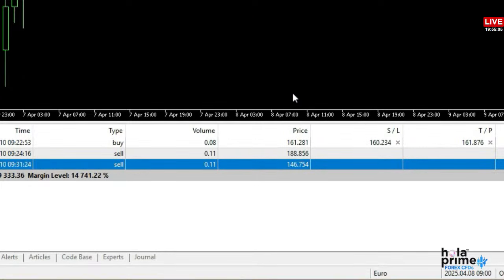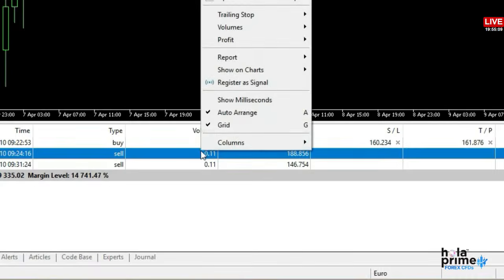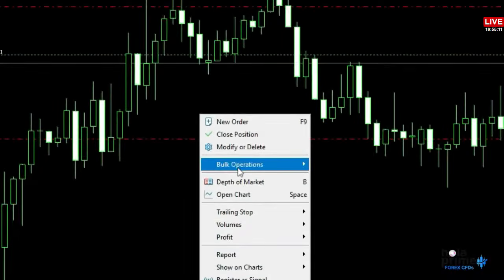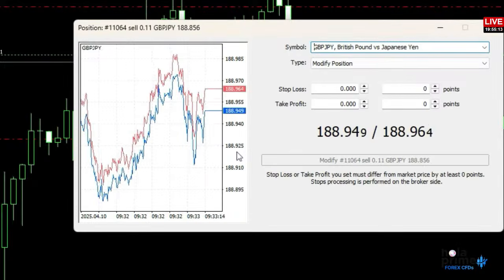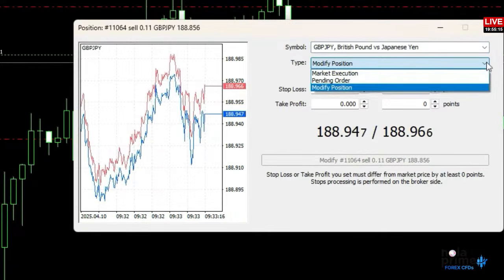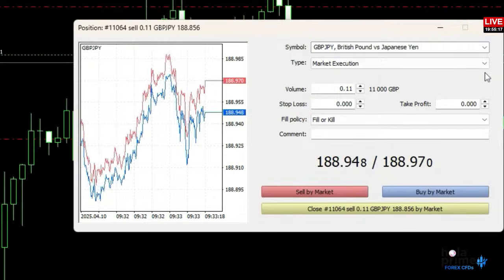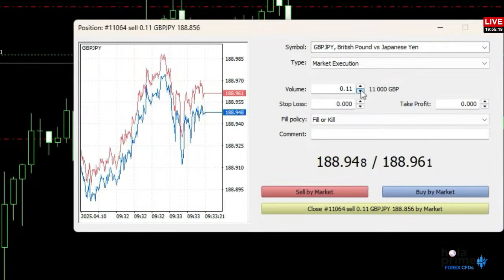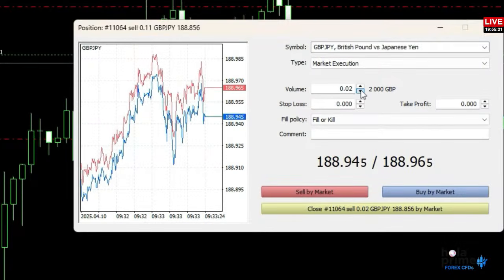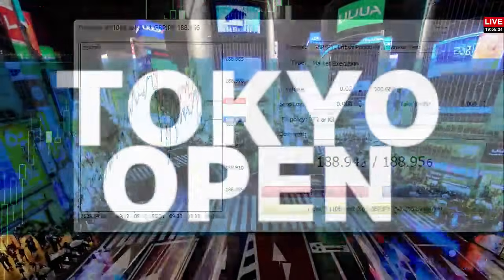Next, let's talk about how to partially close a trade. Again, right-click on the specific trade and click on Modify or Delete. The order window will pop up again. In the Type field, select Market Execution from the drop-down and then specify the lot size you want to close in the Volume field, let's say 0.02 lots. Simply click the Close.